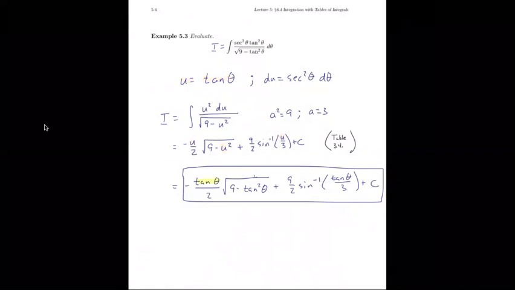So there's that u is tangent theta. This is 9 minus u squared, 9 minus tangent squared theta. The u over 3 here is tangent theta over 3. And we can close this up as is. Notice in a lot of cases, sine inverse of another trig function could be simplified. This is a pretty complicated expression we've got over here on the right. This is okay to leave as is.